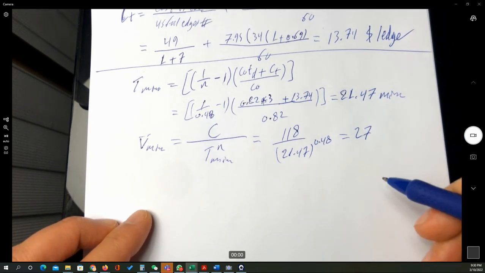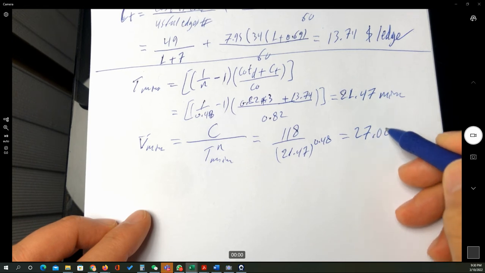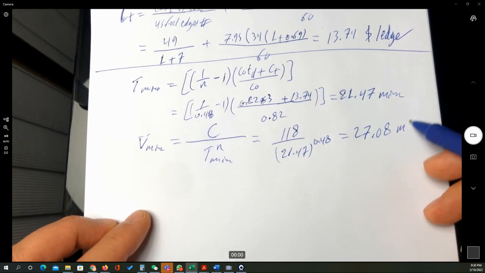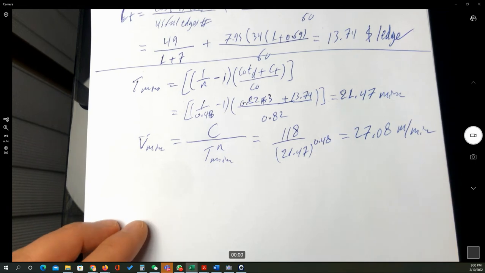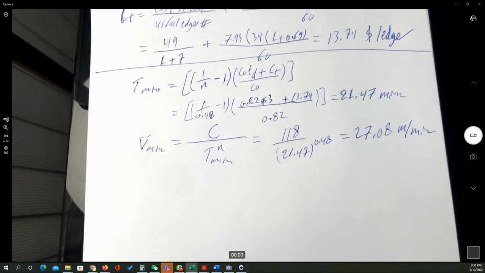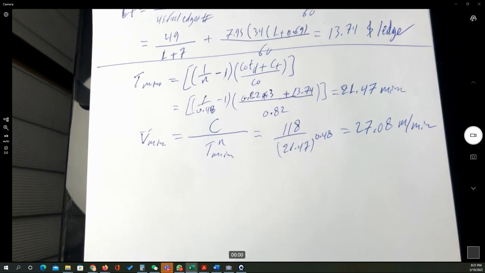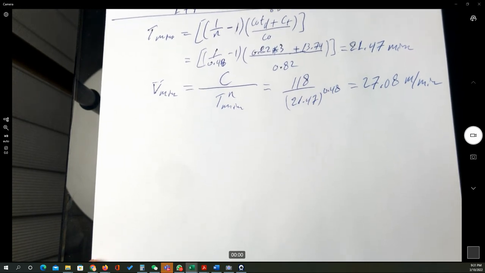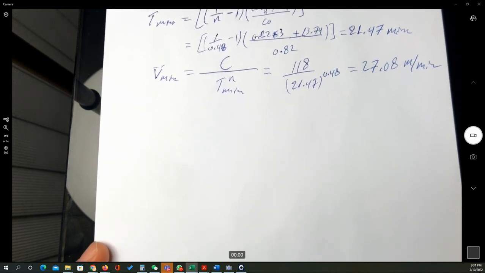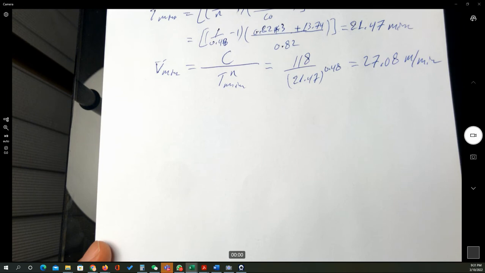Okay, and this will give me that the V minimum in that case is going to be equal to 27.08 meters per minute. Now we find the value for the V minimum according to the T minimum required. We can do the same thing with the value for the V maximum. I'm only going to do the minimum one, which is almost a quarter of the question, but I'm going to continue with all the requirements to find the final solution.